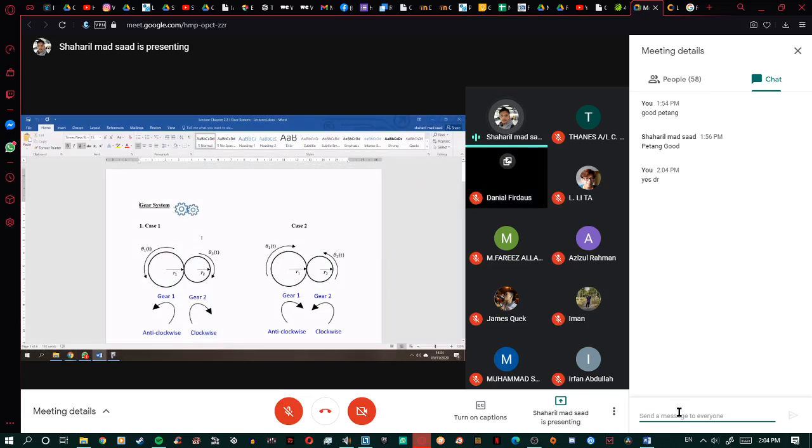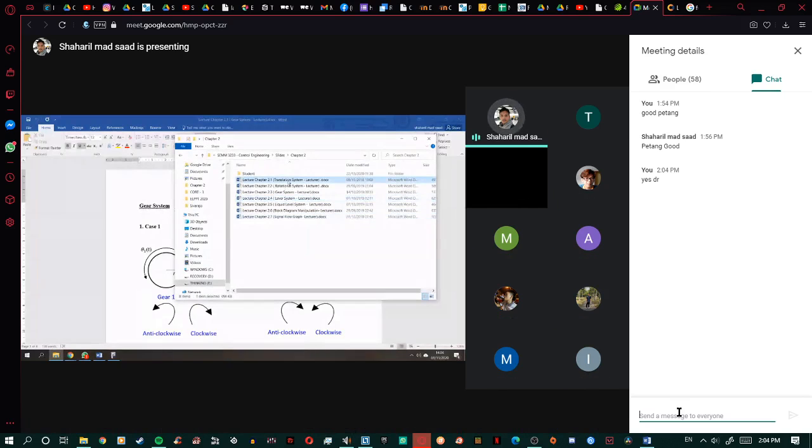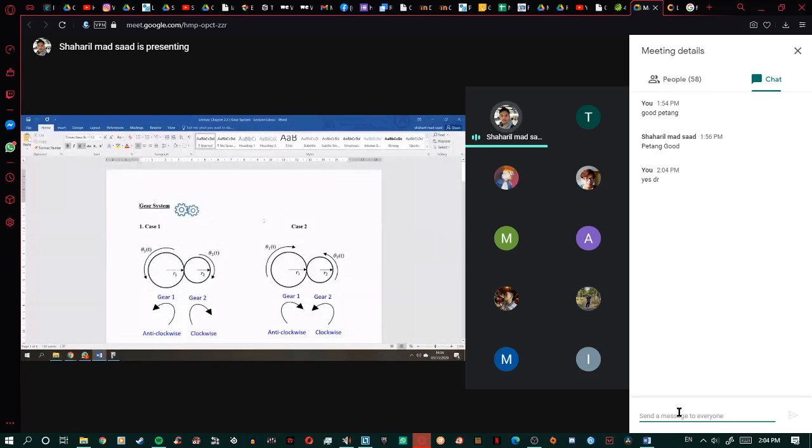So for today we will learn the other system. What are we going to learn? We have learned translation system and rotational system. For today we will learn about 3 more systems. I hope that I can finish in less than 1 hour. For those who can't sign in for the attendance, we will do it later. Alright, let's look at gear system.